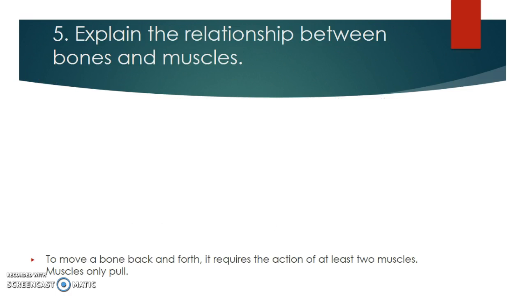Explain the relationship between bones and muscles. To move a muscle or a bone back and forth, it requires the action of at least 2 muscles. Those muscles can only pull. So if I bend my arm, I have 1 muscle pulling to move that arm into that flexed position. To move it back, I also have to have a different, second muscle to pull to be able to straighten my arm back out.